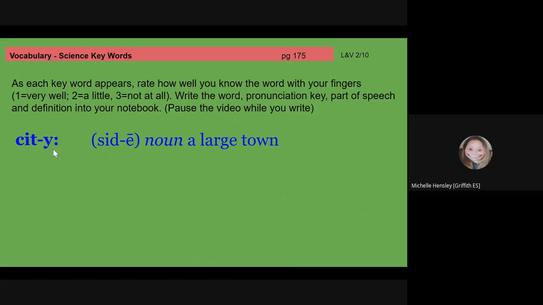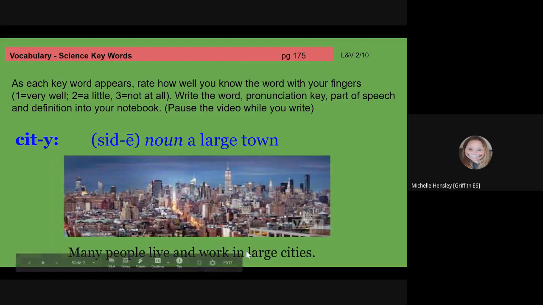A city, 2 syllables. City, city, is a noun. That means it's a person, place, or thing. It's a place, and it's a large town. So city, 2 syllables, city, is a noun meaning a large town. Okay? Many people live and work in large cities.